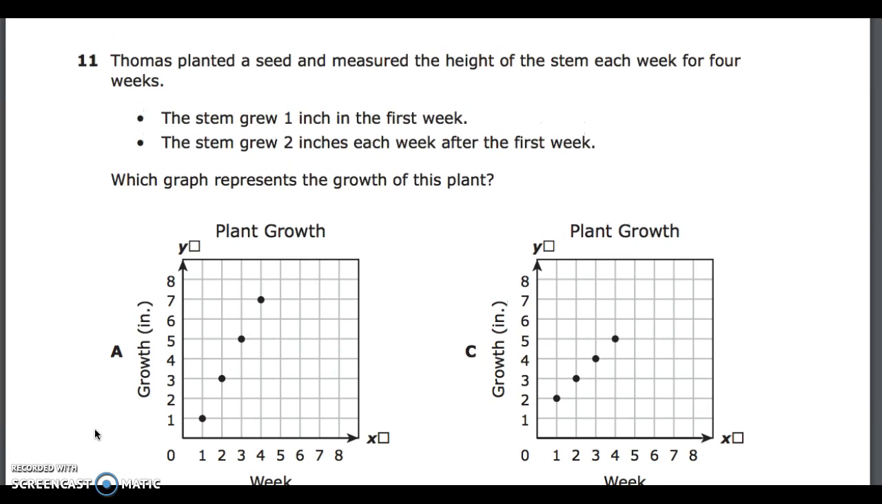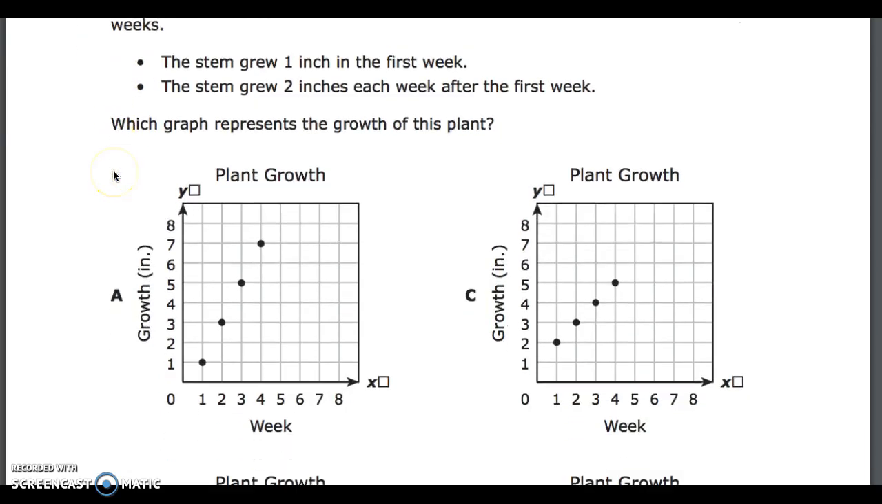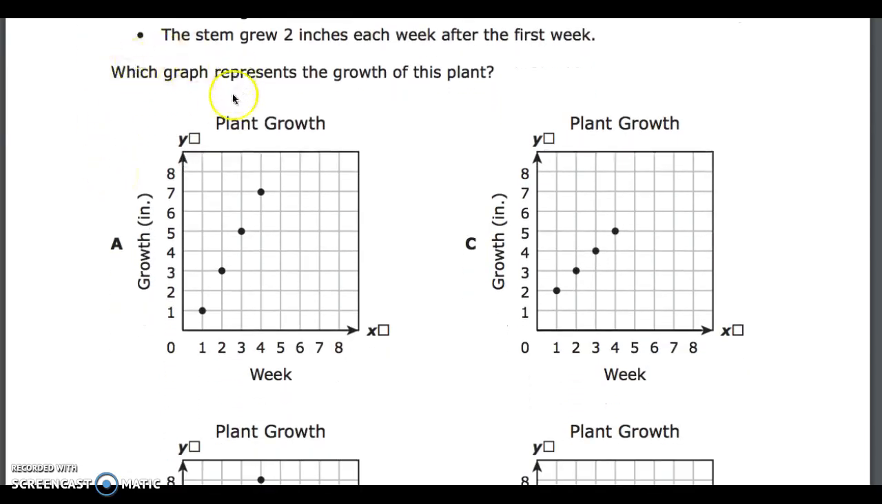Number 11. Thomas planted a seed and measured the height of the stem each week for 4 weeks. The stem grew 1 inch in the first week. The stem grew 2 inches each week after the first week. Which graph represents the growth of this plant? Plant growth, week, growth, inches.